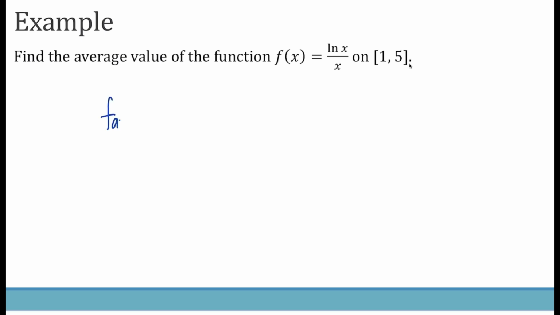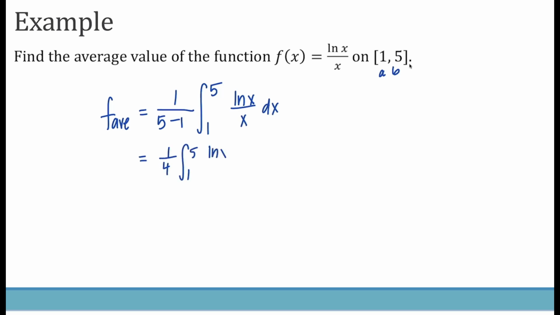So the average value f av is 1 over b minus a. So we're going to have 5 minus 1, times the integral from 1 to 5 of our function natural log x over x dx. All right, so we have 1 over 4, the integral from 1 to 5 of natural log x over x dx. This definite integral can be solved with u-substitution, so I can go ahead and let u equal natural log x, then du is 1 over x dx, which is perfect.